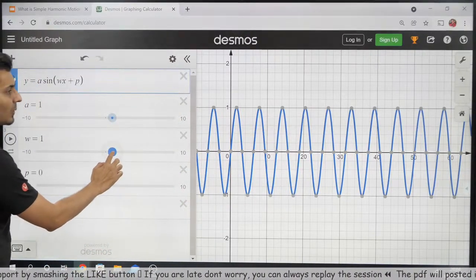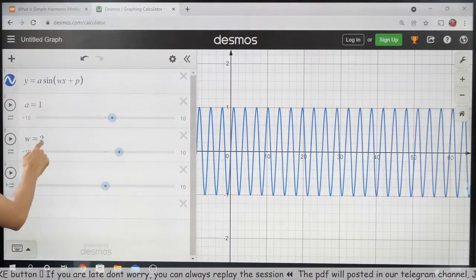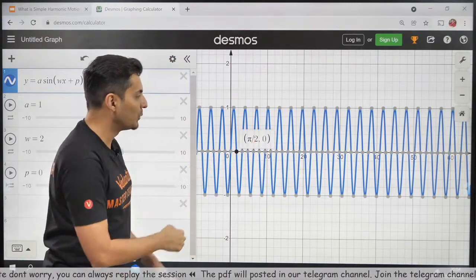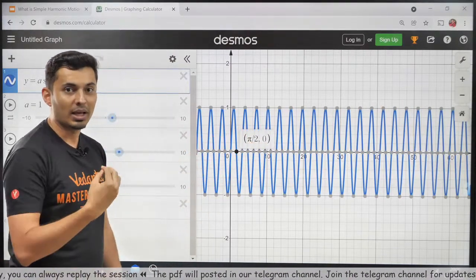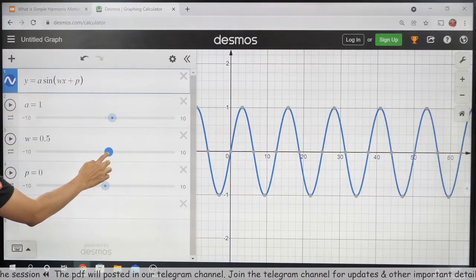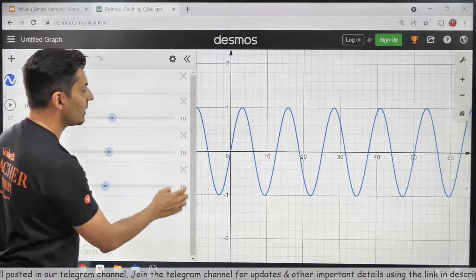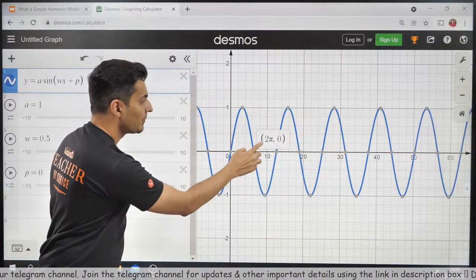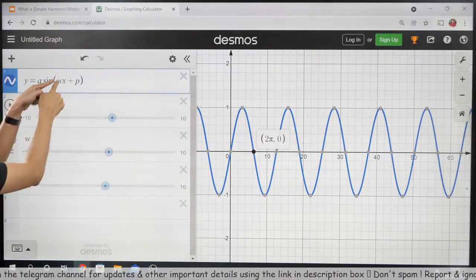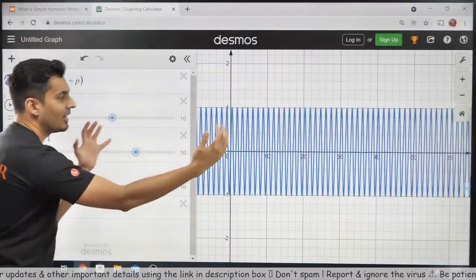Don't believe me? Check this out. I increase this. If I make it 2 times, see what happens. I have reached this point at pi by 2. It has condensed 2 times. If I make this 0.5, I come to this point at 2 pi, twice that. So decreasing omega expands the graph, and increasing omega condenses the graph.